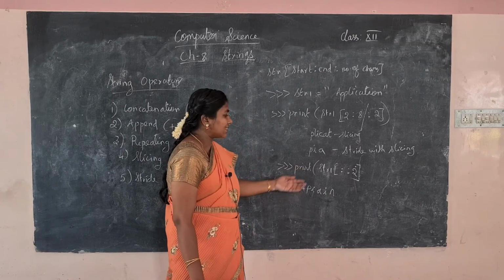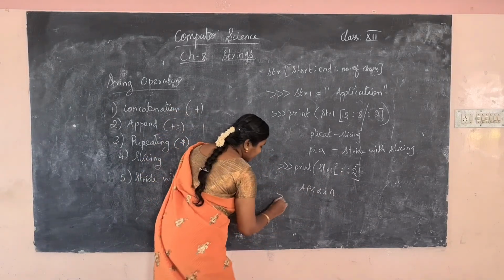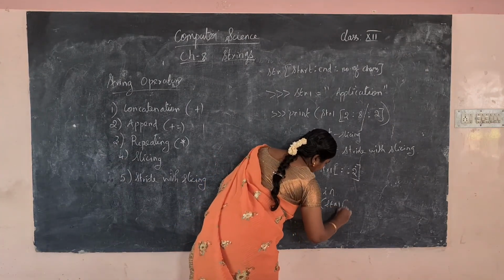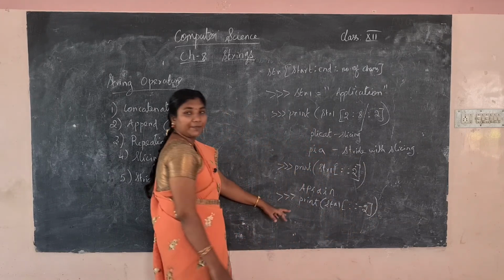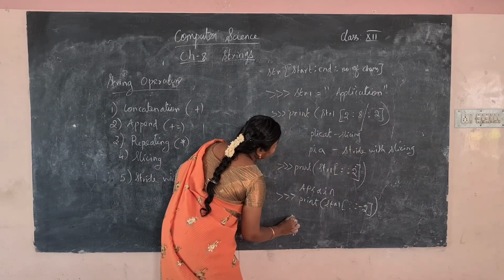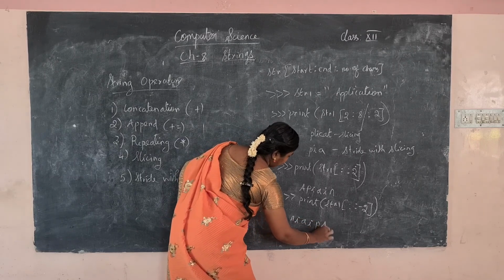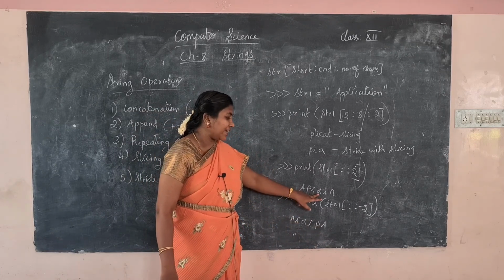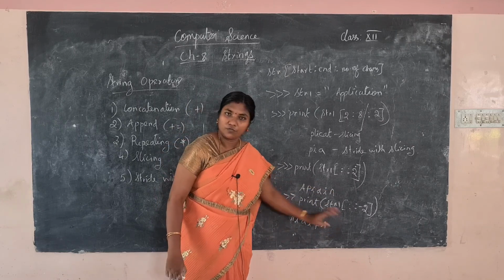Clear? In stride with slicing, you can also give a negative index. Suppose I am giving here print string 1 with minus 2 as the stride value. With negative stride, it will start from the end. So first n, and then i, a, i, p, a. Like this my output will be. This is with positive index and this is with negative index. So one is from first to last and the other is from last to first.